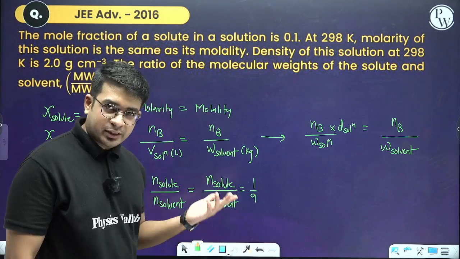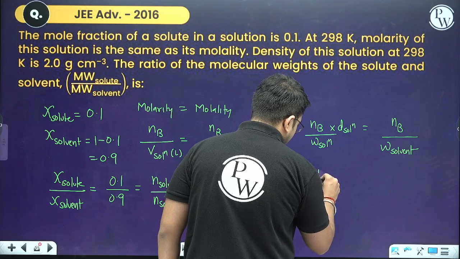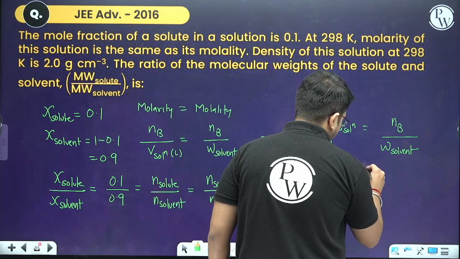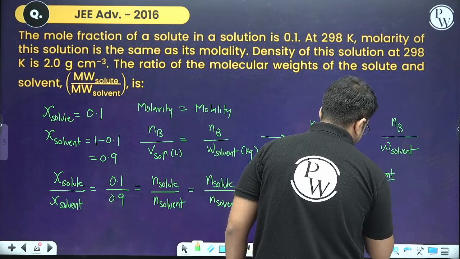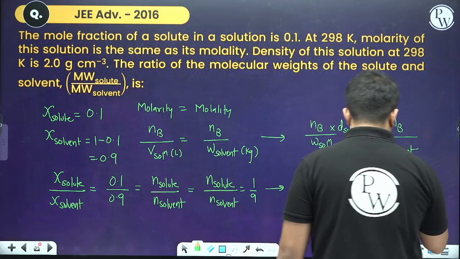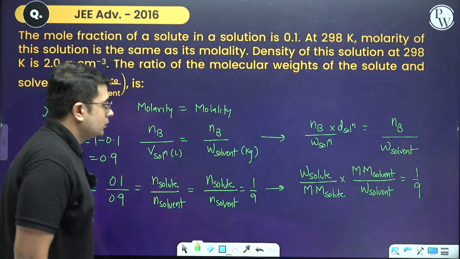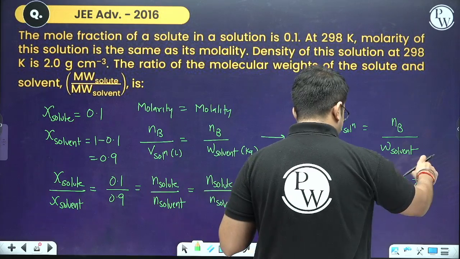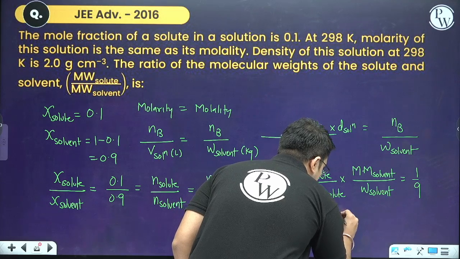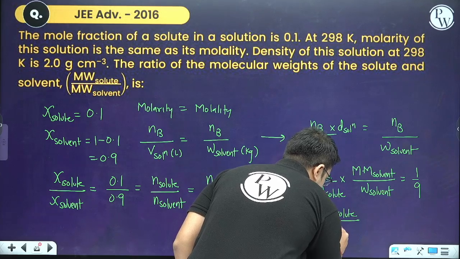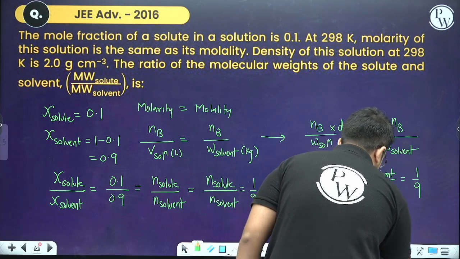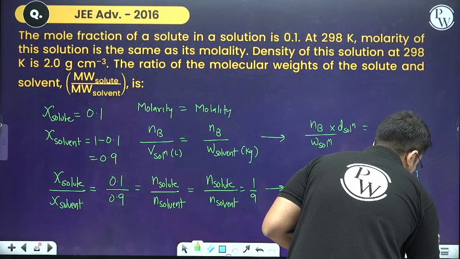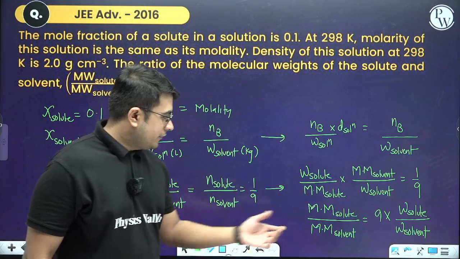And n solute and n solvent, you can expand the formulation, which is basically W of solute divided by the molar mass of solute, multiplied by molar mass of solvent divided by the W of solvent, which equals 1 by 9. So you have to calculate the ratio of molar mass of solute by molar mass of solvent. Converting this, the molar mass of solute divided by the molar mass of solvent will be equal to 9 multiplied by W of solute divided by W of solvent. So you just have to find out the value of these two. This ratio will be clear to you.